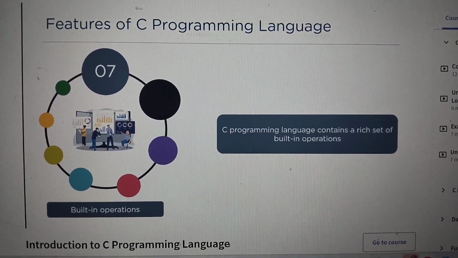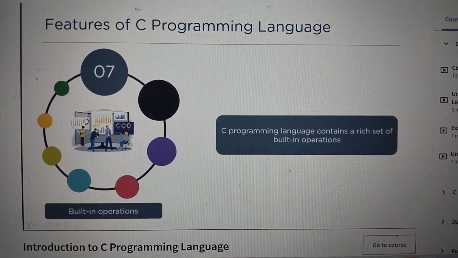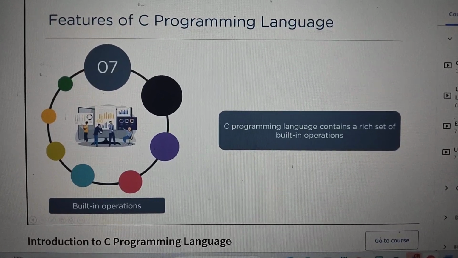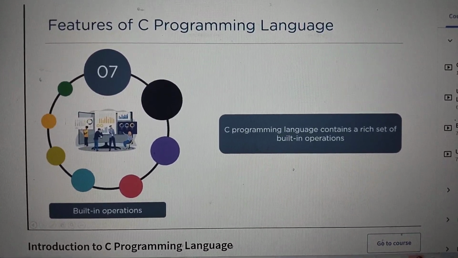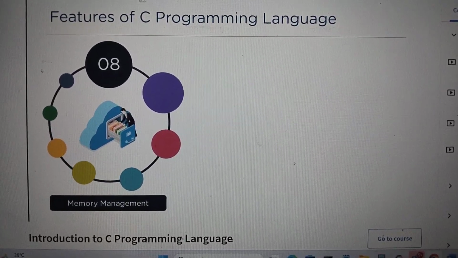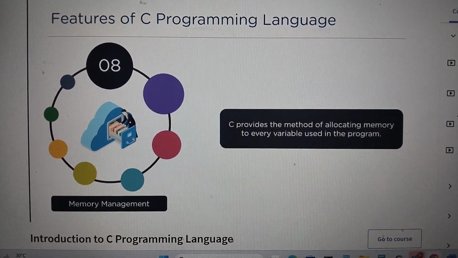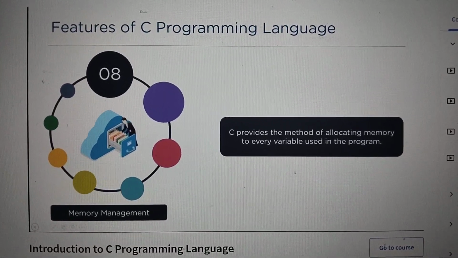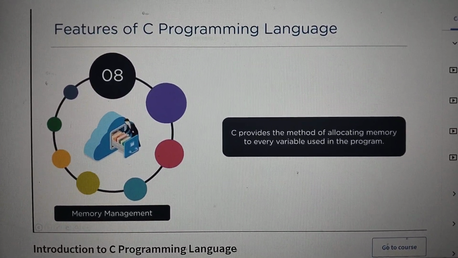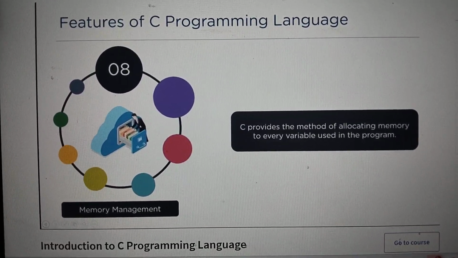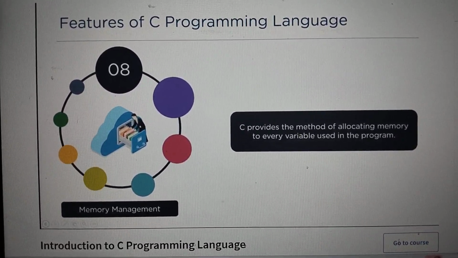C language contains a wide range of built-in operators that are used for different scenarios such as arithmetic operator, relational operator, logical operator, bitwise operator, and many more. Lastly, C introduced several memory management functions within the standard library header file, and they take care of allocating, deallocating, and reallocating the memories in C. So I think you got a good understanding of all the features of C.